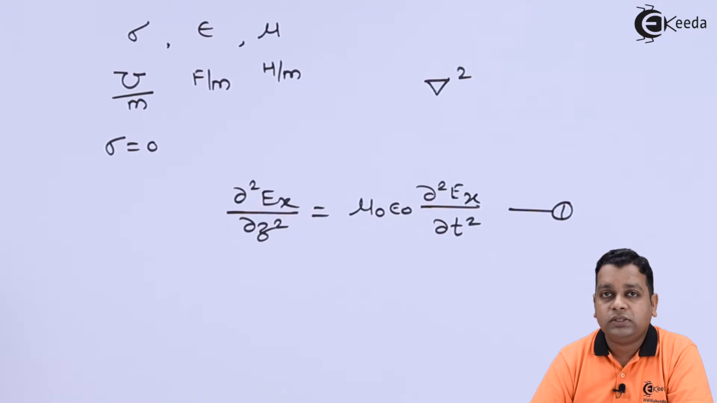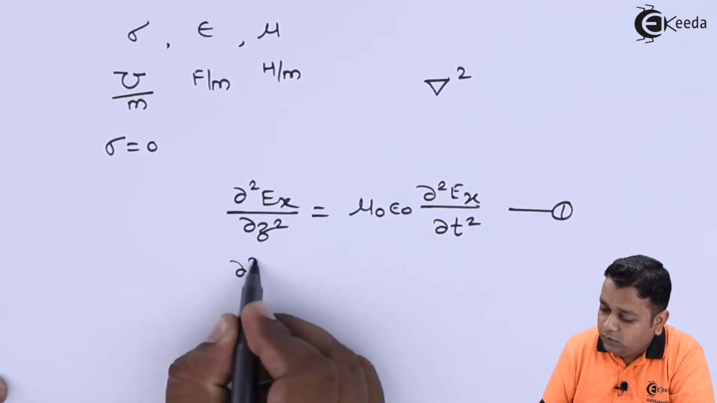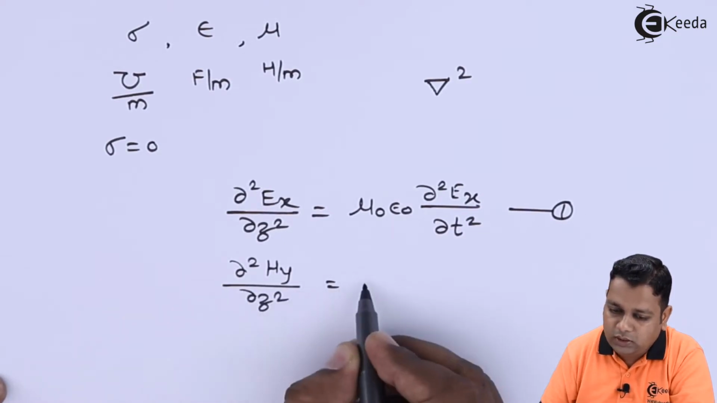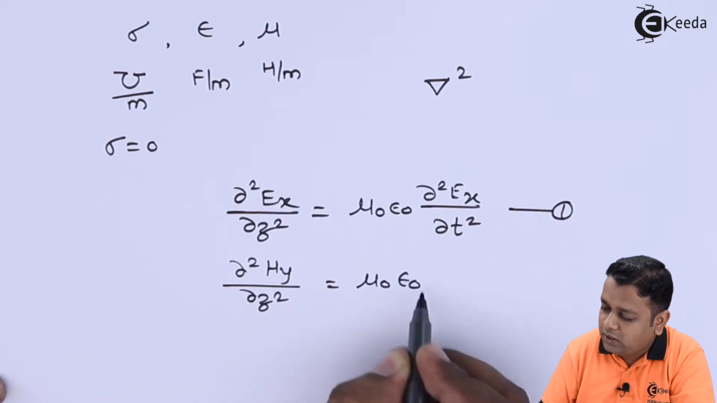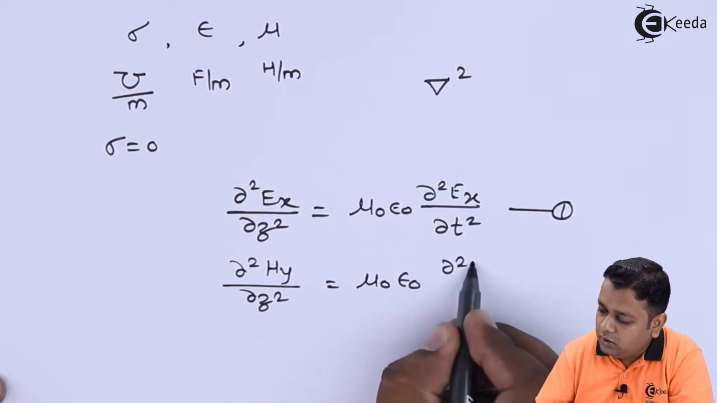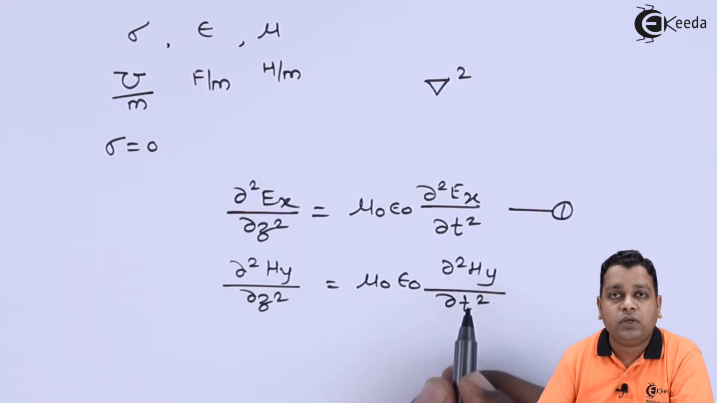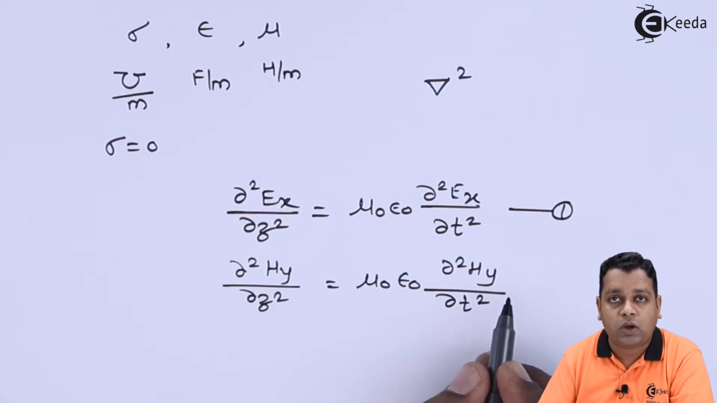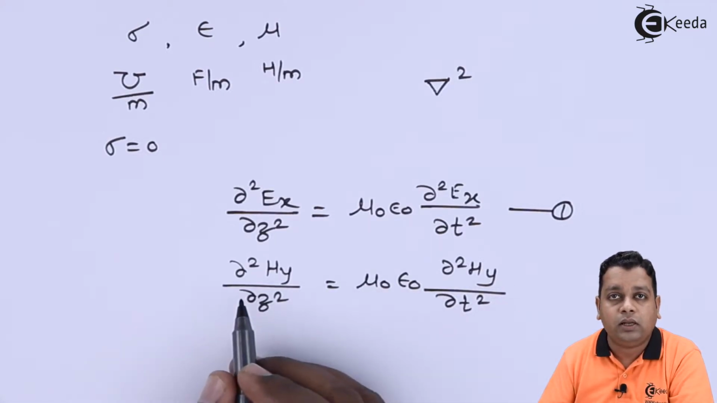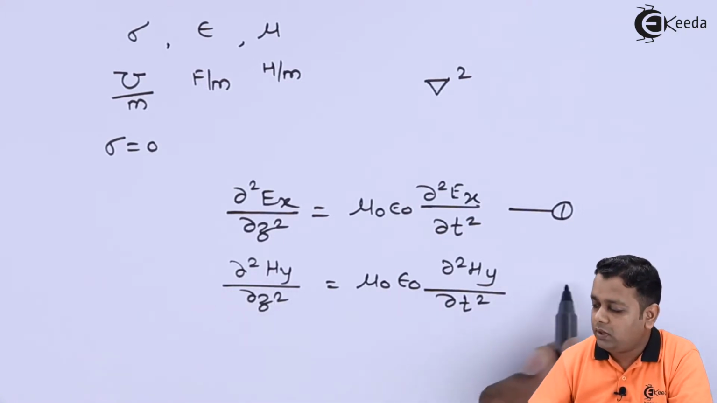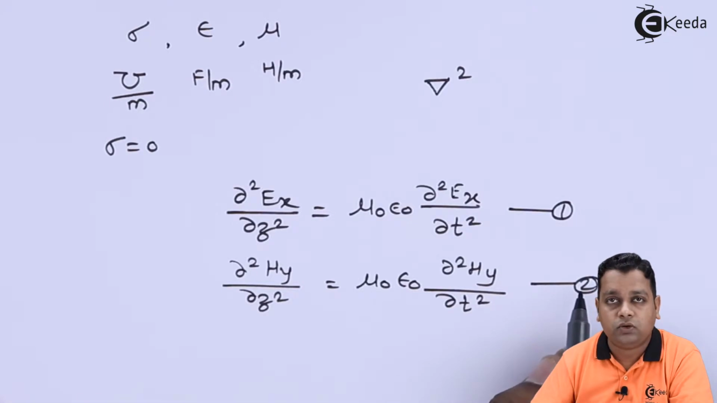Along with this equation, the wave equation for the magnetic field can also be written. It will be del squared Hy divided by del z squared is equal to, on the right hand side, mu 0 epsilon 0 del squared Hy by del t squared. So on the right hand side we have the time differential for the Hy component, whereas on the left hand side we have the space differential with respect to the z component. Let us say this is equation number 2.